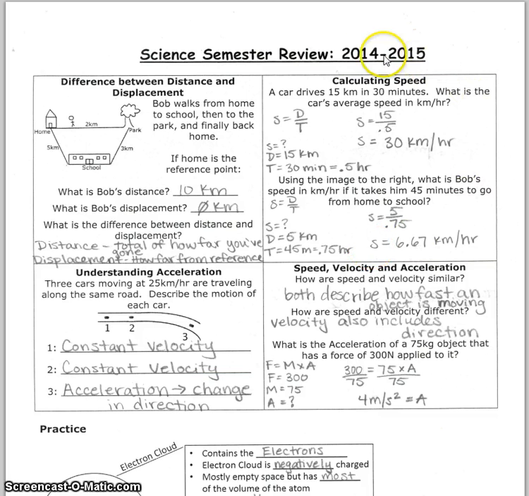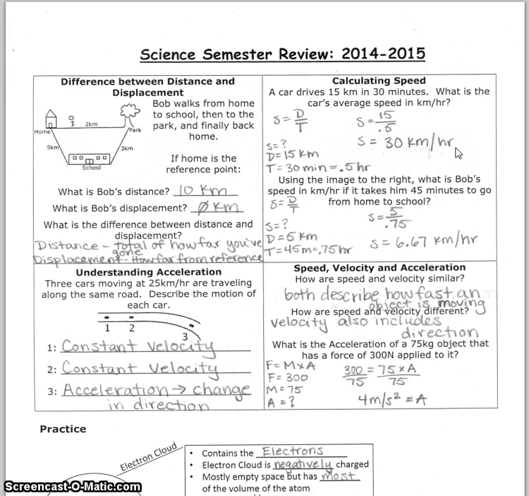All right, let's jump over here, calculating speed. A car drives 15 kilometers in 30 minutes. What is the car's average speed? Well, the average speed formula is speed equals distance divided by time. In this case, the distance is 15 kilometers and the time is 30 minutes. But we need to convert that into hours because it wants us to calculate the speed in kilometers per hour, not kilometers per minute. So 30 minutes is a half hour or 0.5 hour. So I plug those into my formula and I get 15 kilometers divided by 0.5, and that's 30 kilometers per hour.